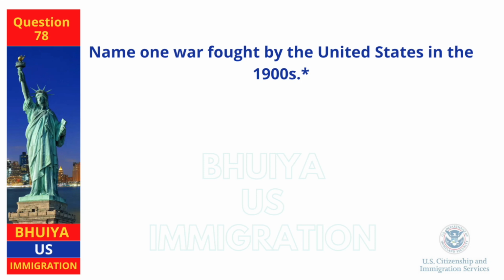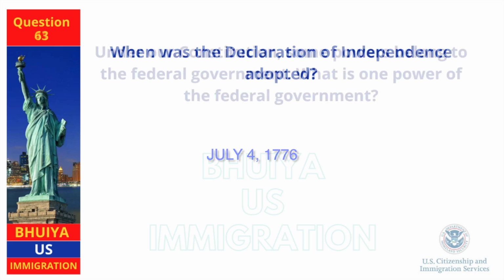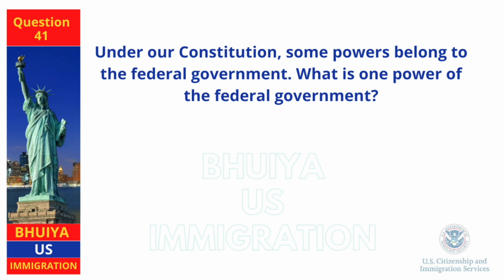Name one war fought by the United States in the 1900s. World War I. When was the Declaration of Independence adopted? 4th, 1776. Under our Constitution, some powers belong to the federal government. What is one power of the federal government? To print money.